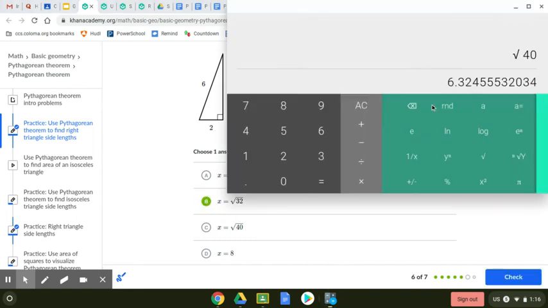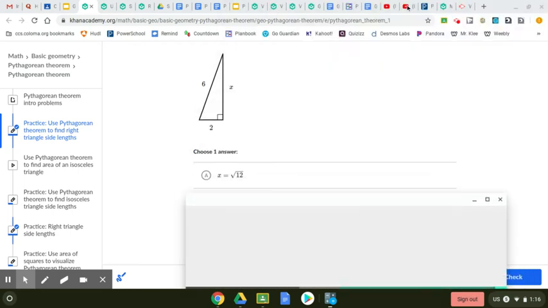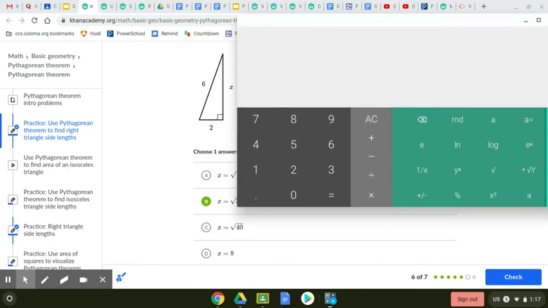And real quick, confirming that, 32 inside a square root on the calculator gives me 5.6. And that's smaller than 6, so that makes sense. The square root of 40 is going to be too big. It's going to be 6 point something. The square root of 12 is going to be way too small, and 8 is just way too big. So that's the only answer choice that is possibly correct.